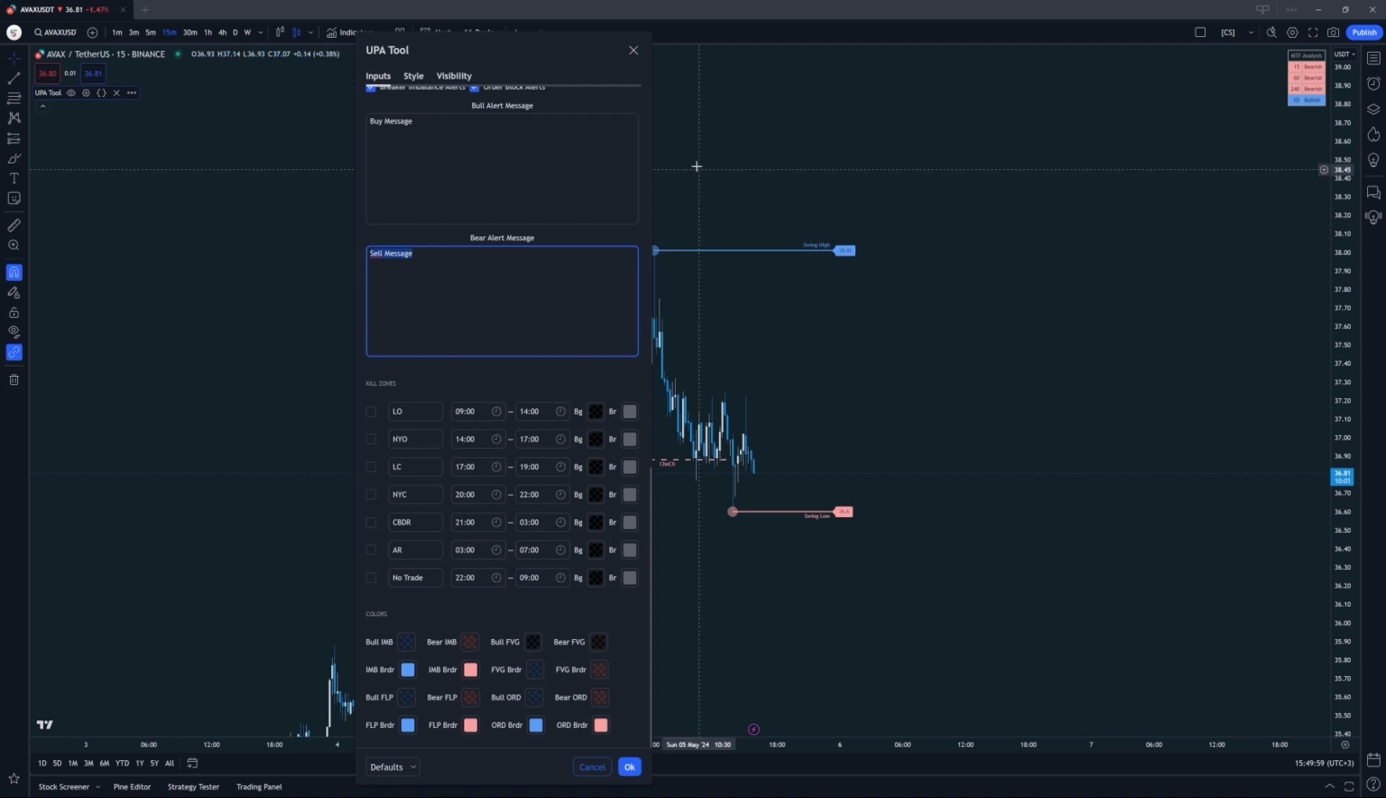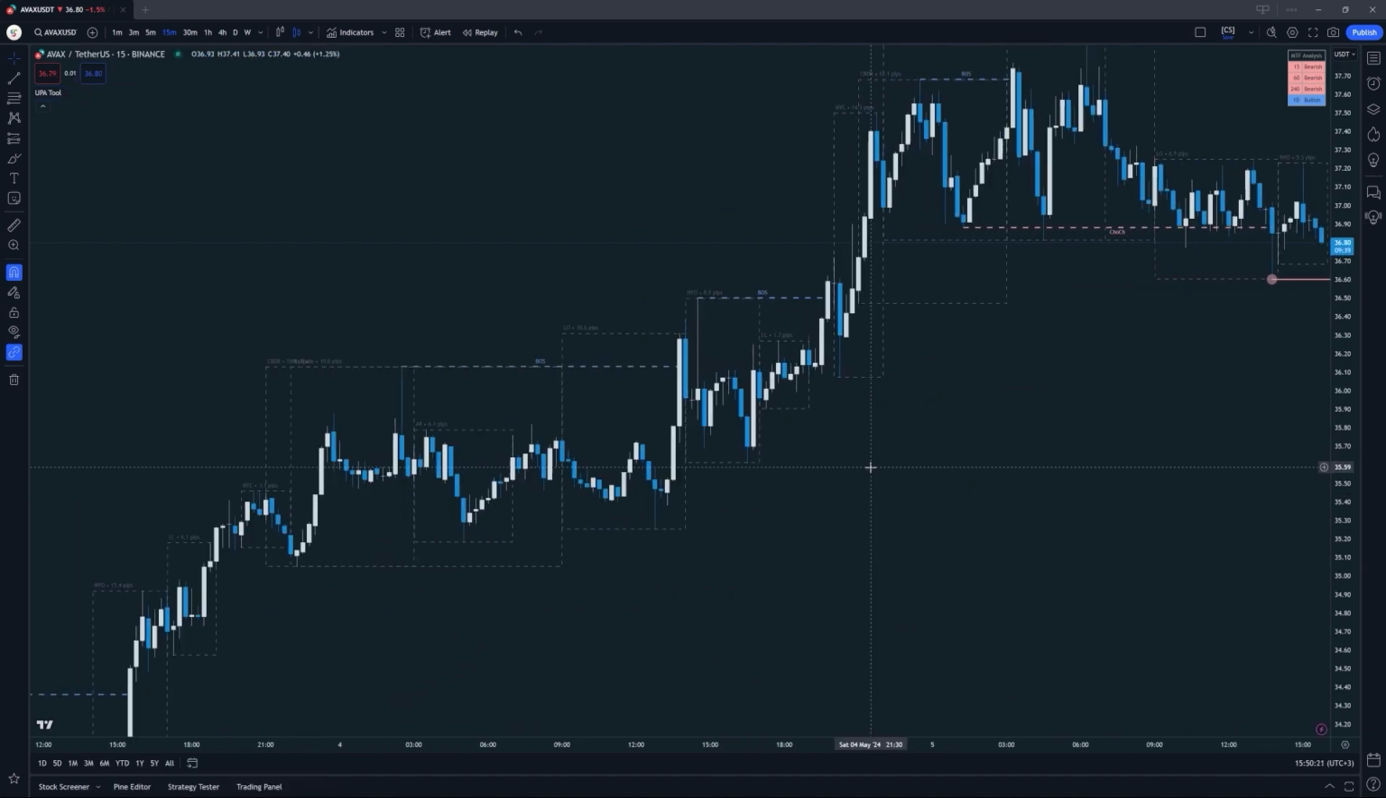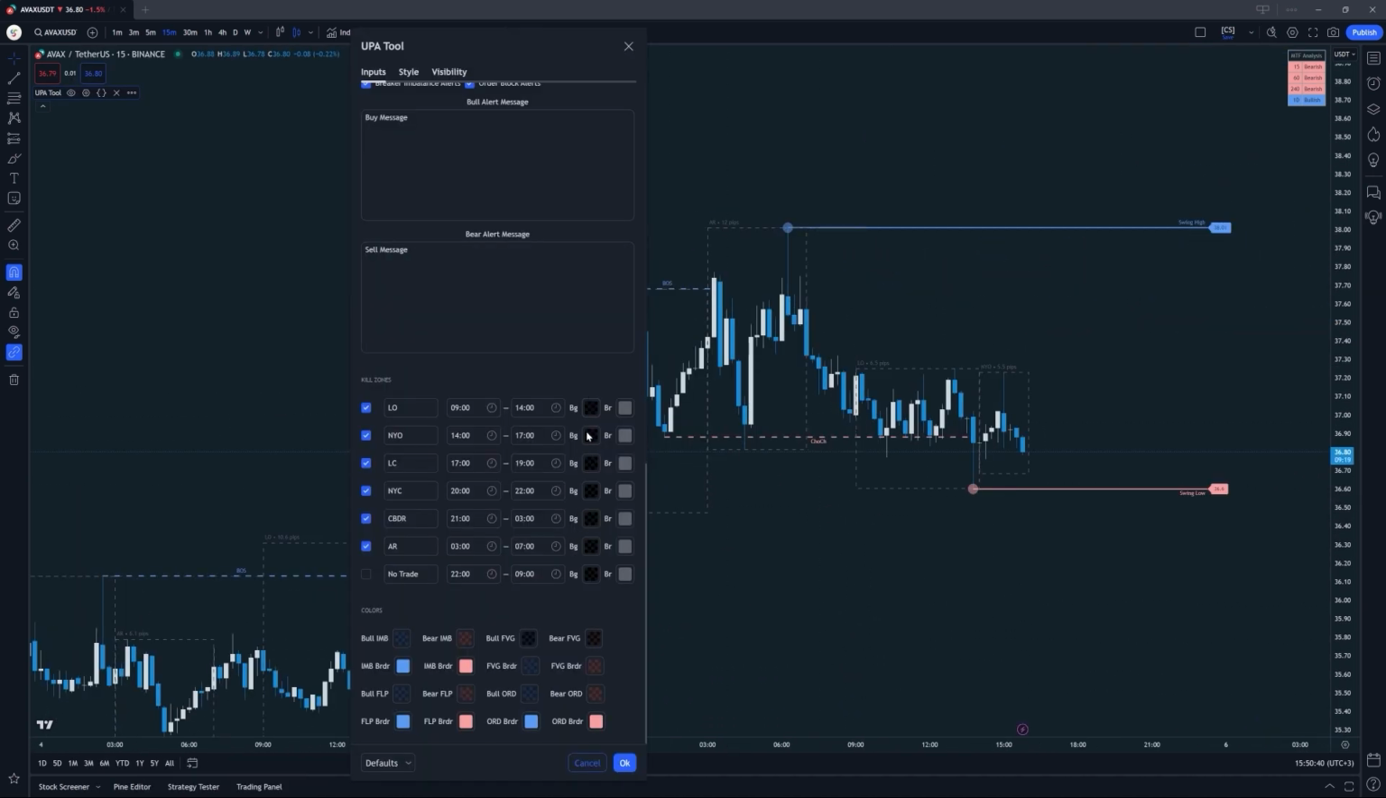Another section is kill zones. These are usually used in smart money concepts. These are London open, New York open, London close, New York close, CBDR, AR, and no trade. When we open them all, you will see that these regions are identified in our graph. You can adjust their clocks and colors.